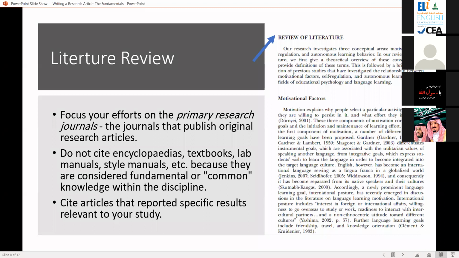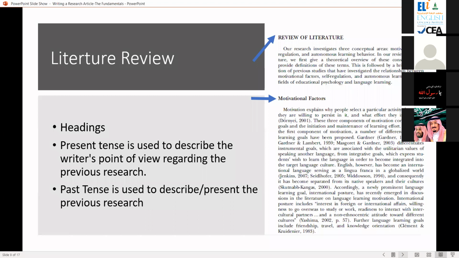Okay. Any other questions related to the literature review? Another thing that you would consider is headings within the literature review. If you remember the title of this article, motivation, self-regulatory strategies, and autonomy. So these are three different areas.